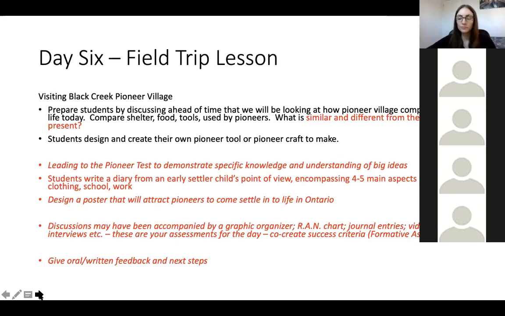So Pioneer Village, they're going ahead of time now. I want to set them up, because when they come back, we're going to be talking about similarities and differences. So I want them to think about shelter, food, tools, etc. What's similar, what's different to our way of life, because when we come back, we're going to do something with it. While they're at Pioneer Village, though, they're going to design and create a Pioneer tool to come back with.